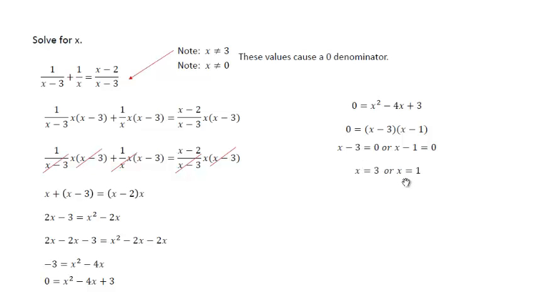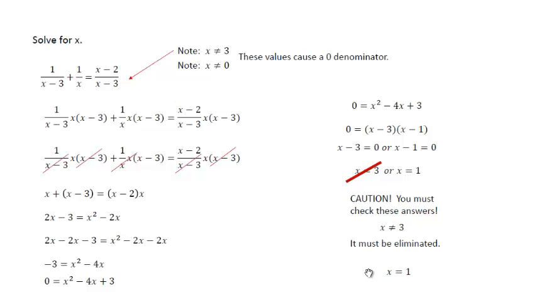These are our possible solutions, but we have to proceed with caution. We have to check these answers either in the equation or against those we noted could not be in the solution. And you'll notice that we said x can't be 3, so we have to eliminate the 3 from the possible solutions, leaving us with only one solution, so x equals 1. So you could have one solution, you could have two solutions, or you may have no solutions at all because they could both violate the rule that you can't have a 0 denominator. And in this case, we were left with one solution.